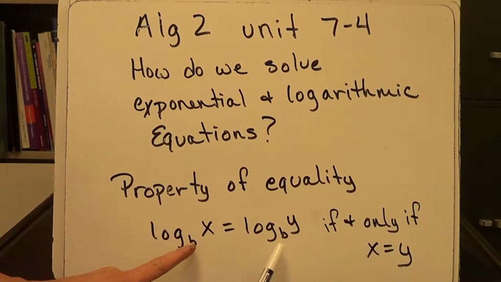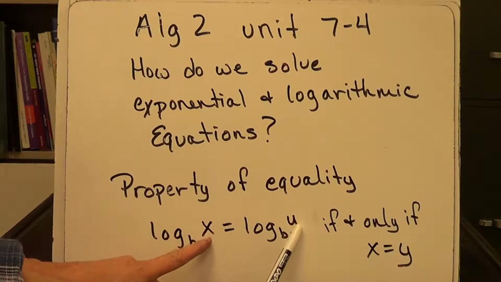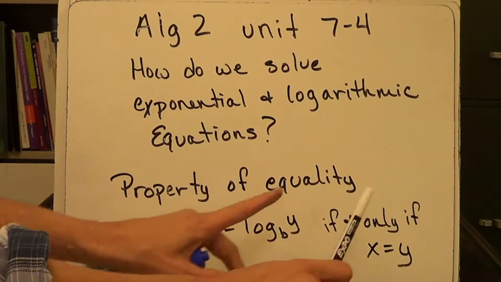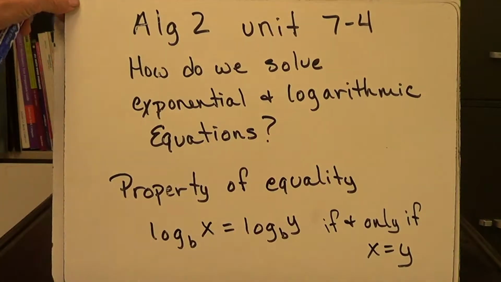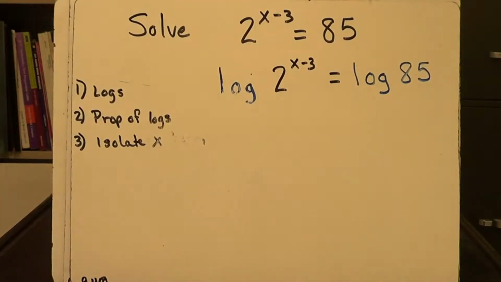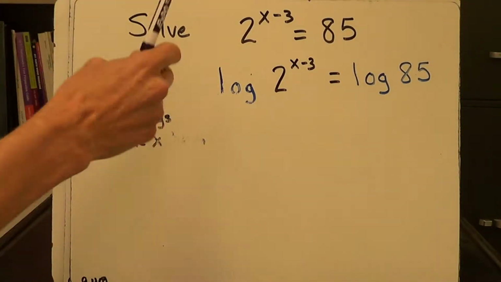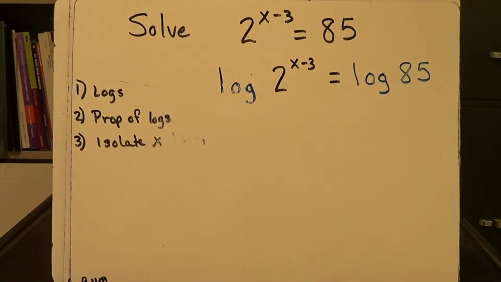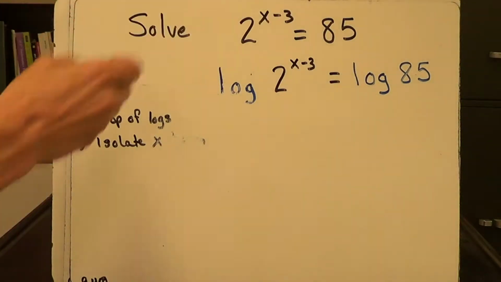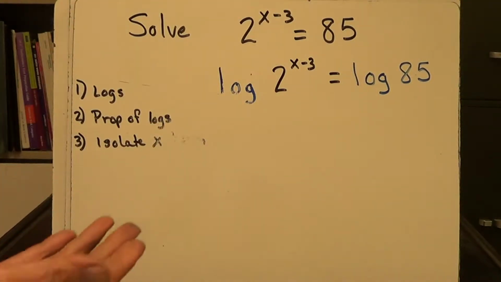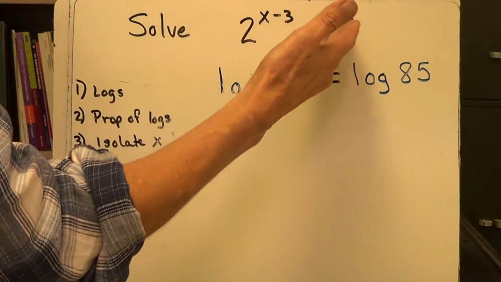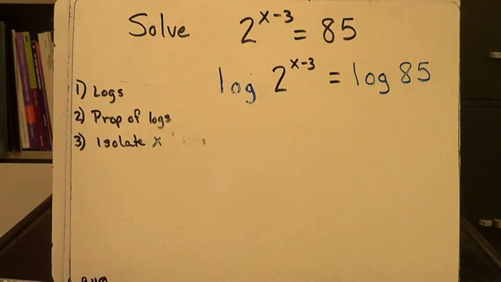So when you have the same base, the values have to equal one another. That's an important property. Look what we're going to do here. We have 2 to the x minus 3 equals 85. You can't reduce this into 2 to some power and solve it that way, so the easiest thing to do is to bring in your logs.